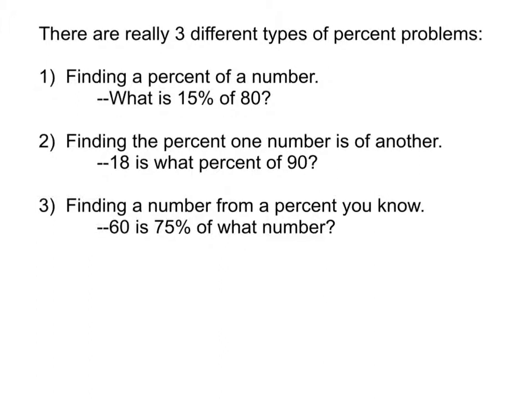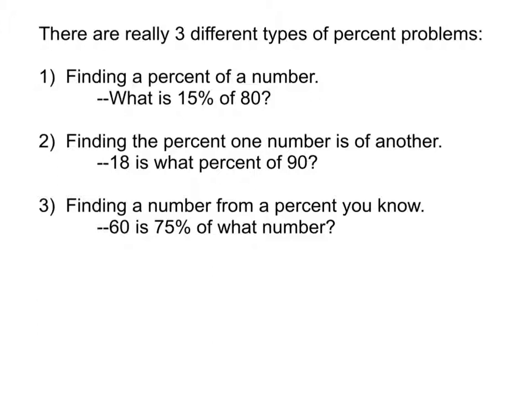So there are really three different types of percent problems that we will be working with. First of all, finding a percent of a number, for instance, what is 15% of 80. Second, finding the percent one number is of another, for instance, 18 is what percent of 90. And third, finding a number from a percent that you know. For instance, 60 is 75% of what number.